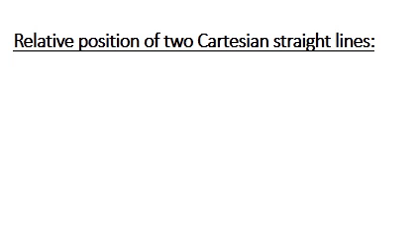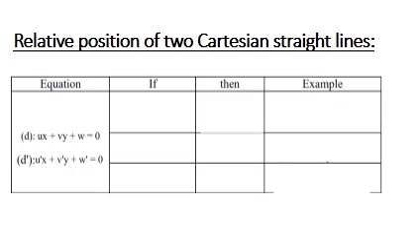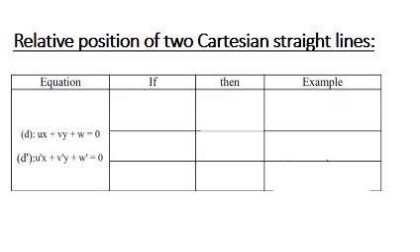Now we are going to learn the relative position of two Cartesian straight lines. We are going to learn when two Cartesian straight lines are parallel, when they are intersecting, or when they are confounded. So let us start. Suppose we have those two straight lines, D and D prime, in their general form, ux plus vy plus w equals 0, and u prime x plus v prime y plus w prime equals 0, or ax plus by plus c equals 0. So u, v, and w belong to R, so they could be any value.